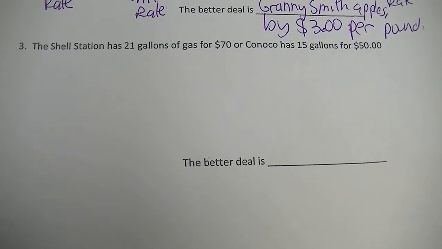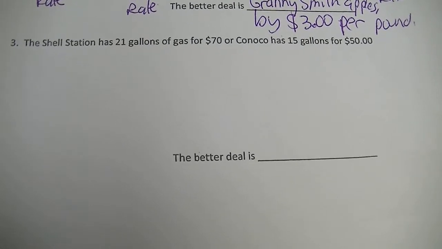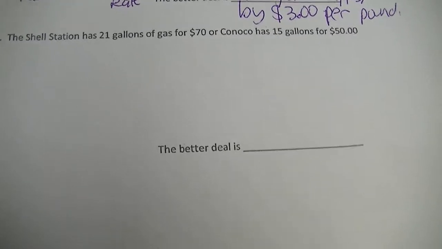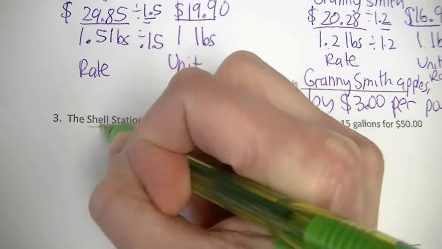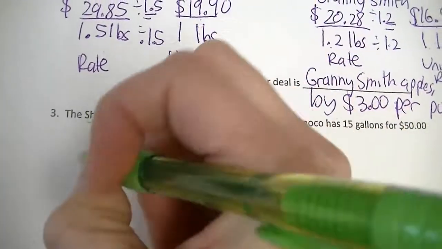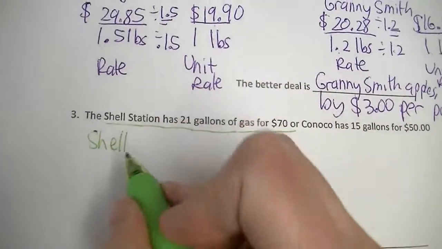The next problem says the Shell station has 21 gallons of gas for $70, or Conoco has 15 gallons of gas for $50. So find the better deal. I'm going to go ahead and make sure I underline some information here. So this right here is the information for the Shell station. So I'm going to make sure I label that so I don't get the two confused at the end.